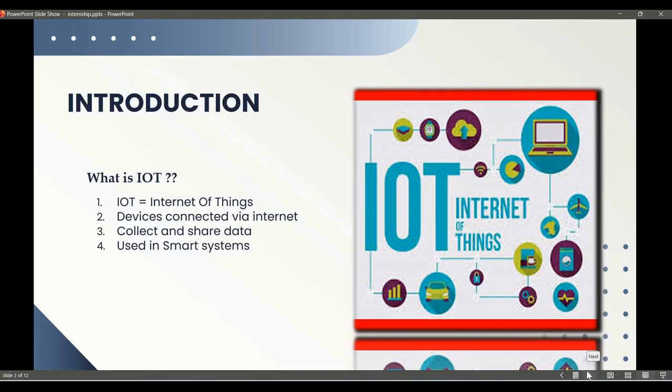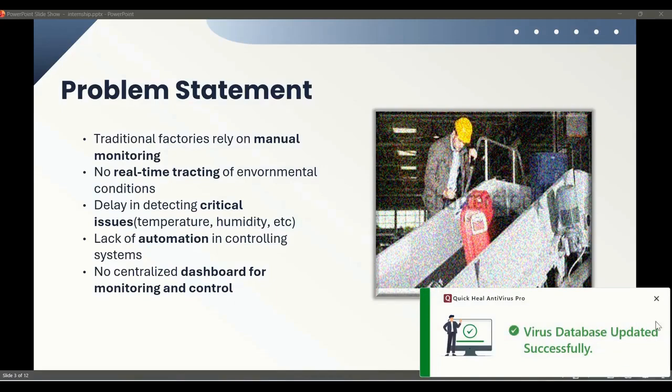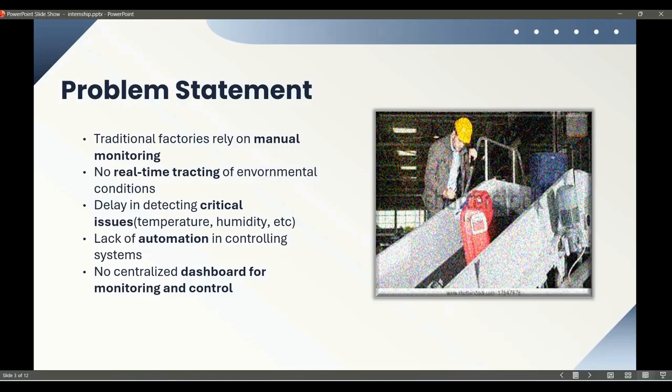Now let's talk about the problem statement. We are working on a smart factory IoT monitoring system. Traditionally, factories rely on manual monitoring. We have to go to each part and check if there is any fault. All these things are done manually. There is no smart monitoring system and no real-time tracking of environmental conditions. We don't know what the temperature was 10 seconds, 10 minutes, or an hour ago. So we have to develop something where we can track in real time.